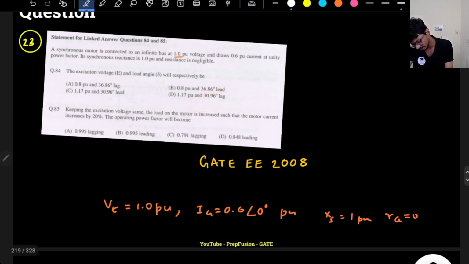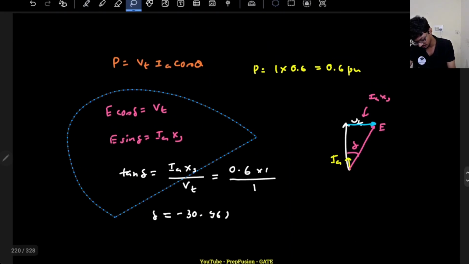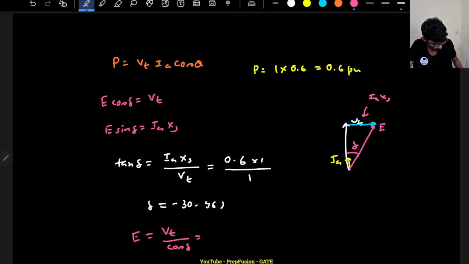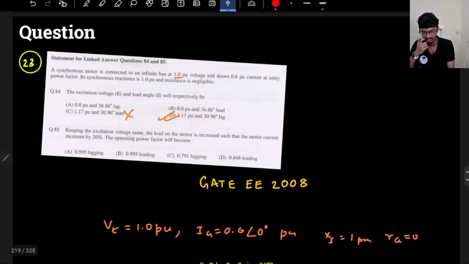It will be lag. It cannot be lead, lead is not possible. So this will be the answer. If you want, you can obviously cross verify the value of E. I can put it in this equation. So the value of E will be Vt by cos delta. Take the inverse, it comes out to be 1.17, which is absolutely correct, and is present here. So whatever we have calculated is correct.